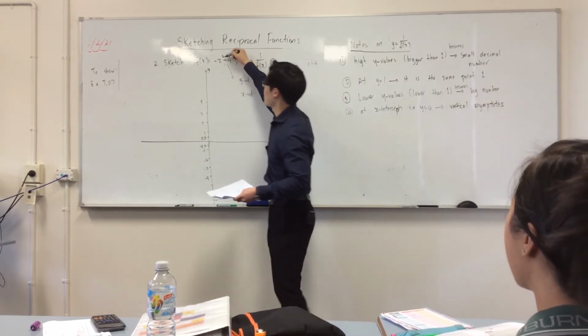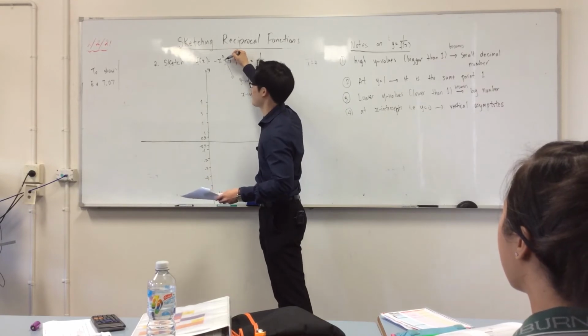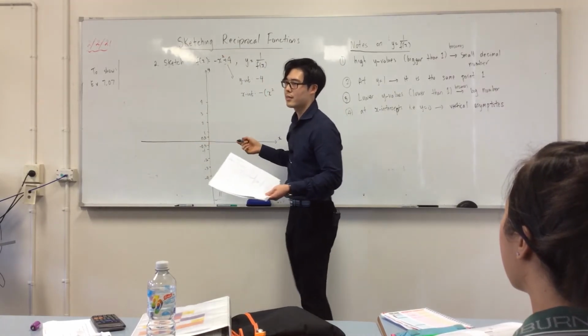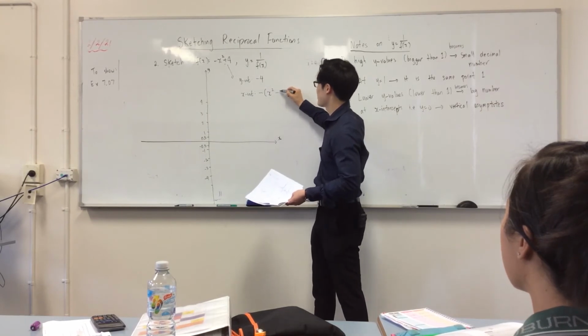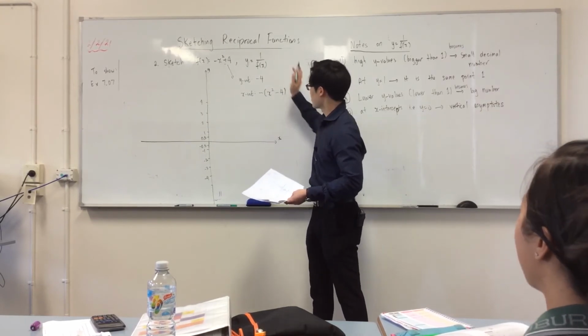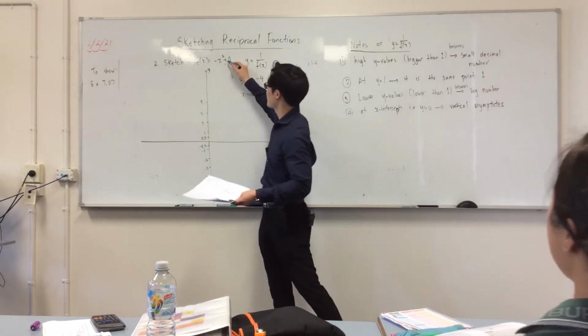Oh, I think they made a typo. It's meant to be +9. See, that makes sense. You can't factorize it. Let's change the question. All right, so in your exercise, instead of -9, you should say +9.